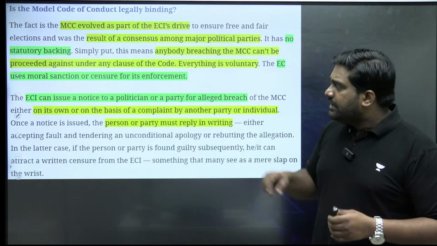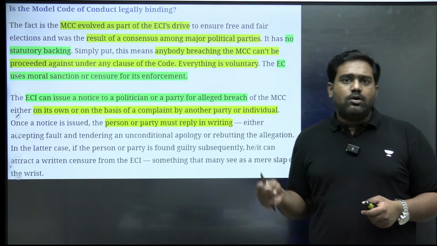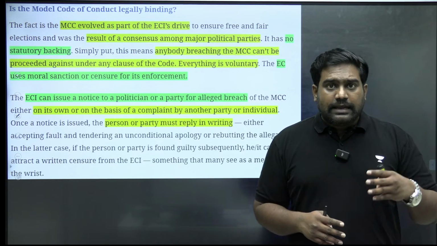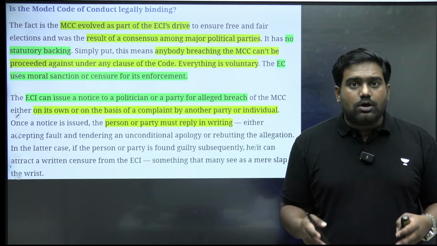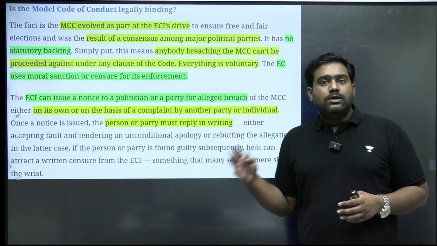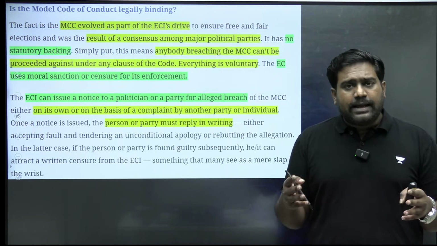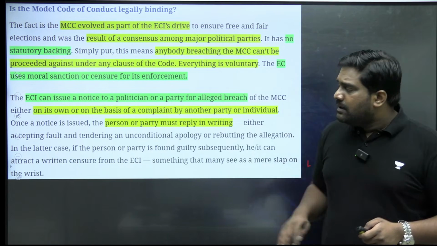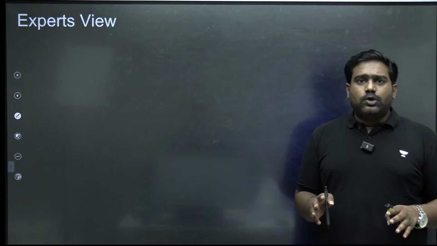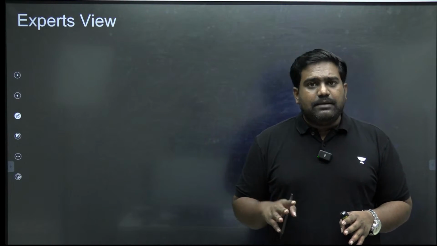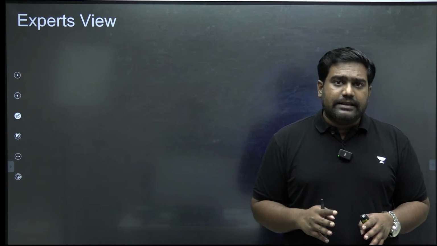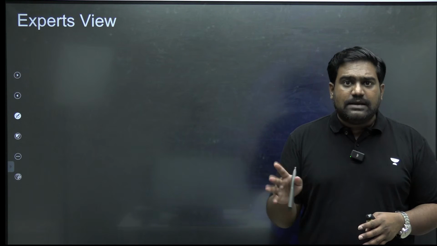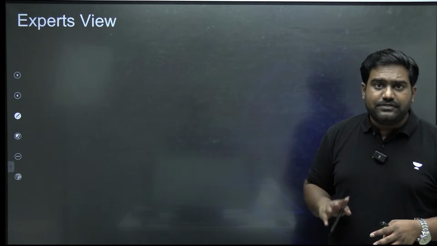But the problem is, it's often found lacking on ECI's part. ECI doesn't go to that extent where it leverages the constitutional authority granted to it when it comes to the violations of MCC. So that is why there is a debate that legal backing should be provided. Now, until now we understood that MCC is being blatantly violated, ECI hasn't done enough. So you might feel that yes, statutory backing should be provided to make MCC effective. Correct? That's one line of thinking.